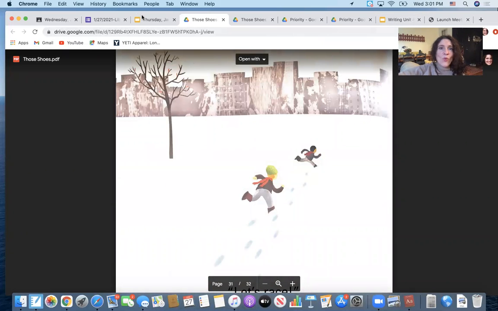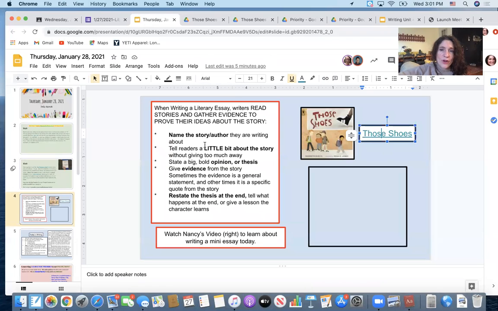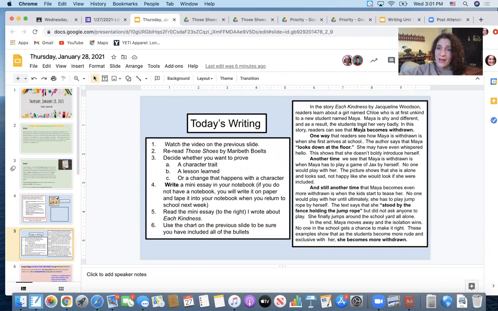Okay. So while you are familiarizing yourself with the text, I want you to remember that essayists read stories, they gather evidence from the story, and they prove an idea that they have. So today you're going to actually write a little mini essay, kind of like this.